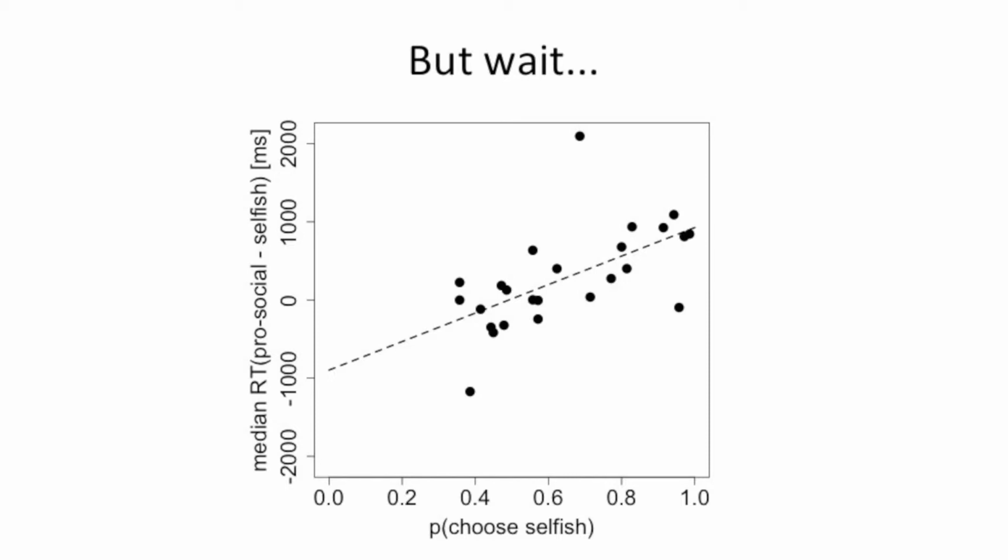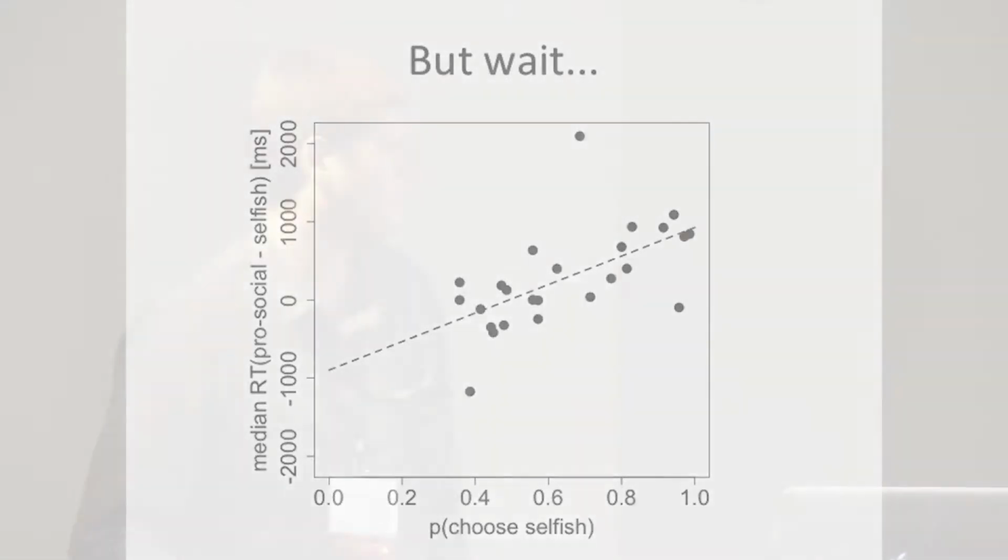So if you look at subjects way on the right here, these are subjects who are almost always choosing the selfish option. They tend to have positive values for this difference. So the subjects who are choosing selfishly are choosing the selfish option more quickly. On the other hand, when you drop below 50% down here, subjects who are more often choosing the fair option, the pro-social option, now their value on the y-axis is negative. So they're actually faster at choosing the more pro-social option, the fair option.